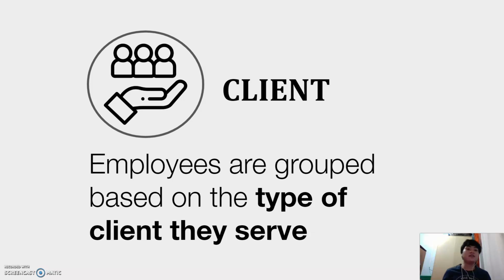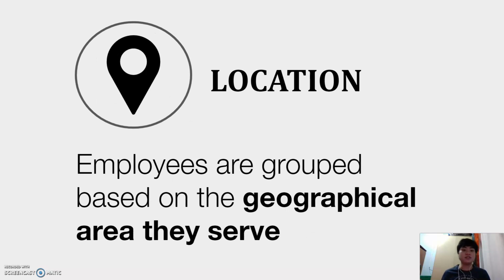Next is the client. The grouping is based on the type of clients their work is ultimately sold to. For example, computer companies have different sales departments for home, small business, educational, government, and even large business customers. Lastly, location. Groupings are based on the geographical areas that they serve. The territory may be known as district, division, or region. It is suitable for organizations with a wide geographical market, such as pharmaceuticals, banking, consumer goods, insurance, and so on.